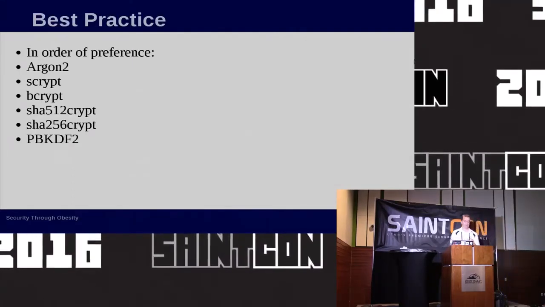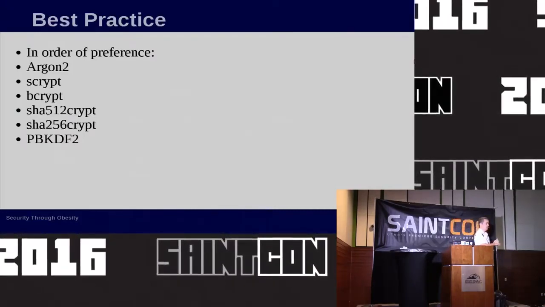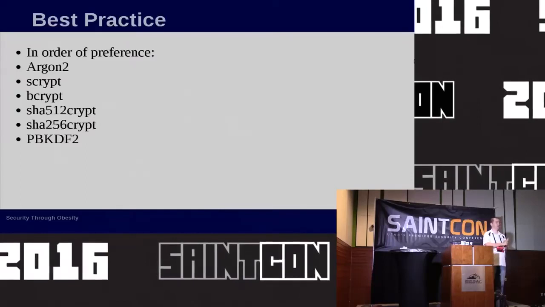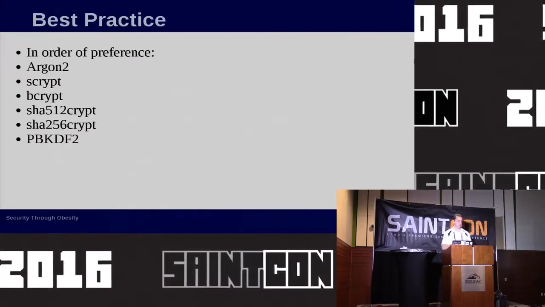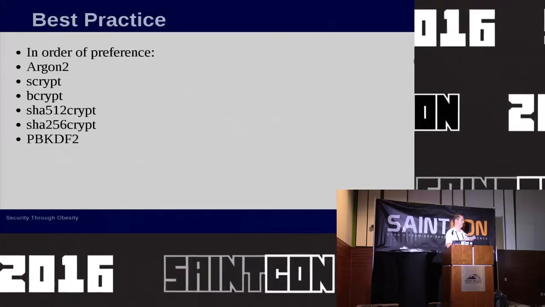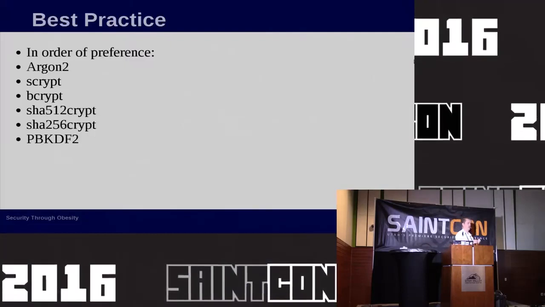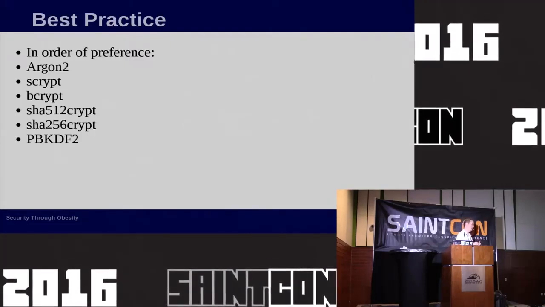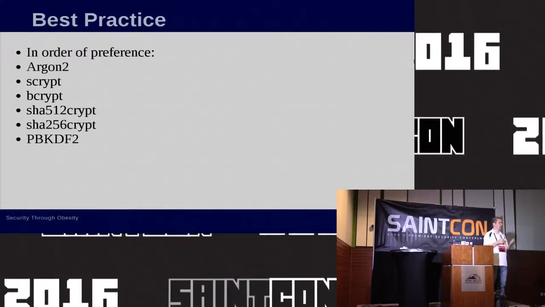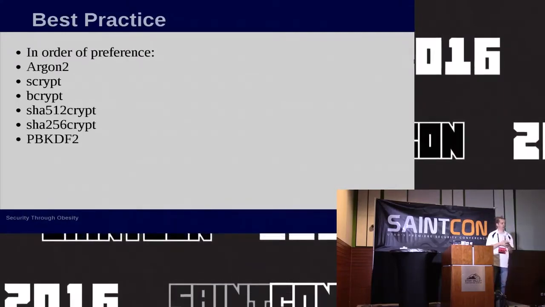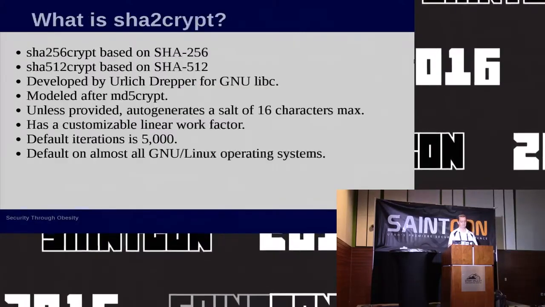So Argon2 I'd recommend, followed by scrypt, and then bcrypt, which probably most of you have heard of. scrypt and bcrypt are really popular. We'll look at SHA-512 crypt, SHA-256 crypt, and PBKDF2, the password-based key derivation function. All of these have that cost factor that we're looking for, and all of these cost factors are tunable. So I can change that cost factor based on what I'm looking for from my application.